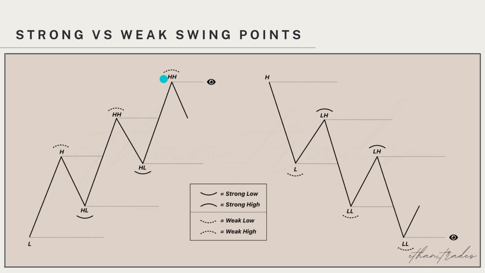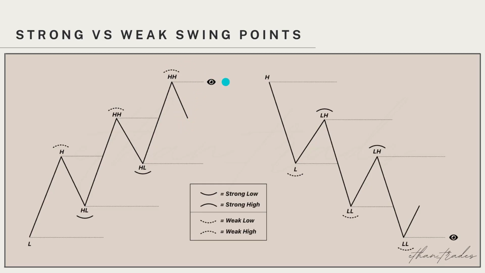And so here I put this eyeball here just to show expectation of what we're looking for next, right? Because we're in a bullish trend, we are looking for price to trade back into the range between this higher low and this higher high. Once we're inside this range, we're looking for this higher high to be a weak swing point, meaning we're expecting price to trade back up into that.